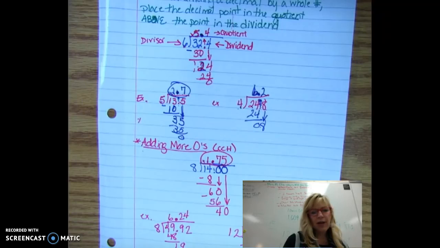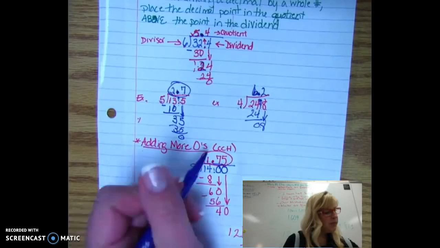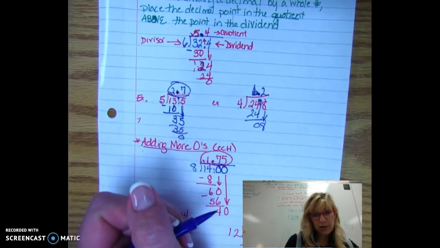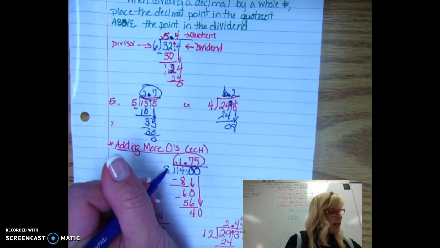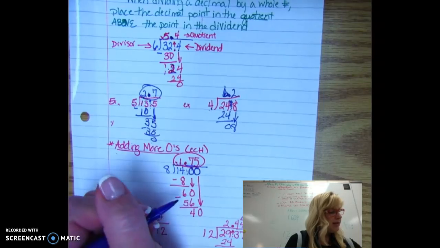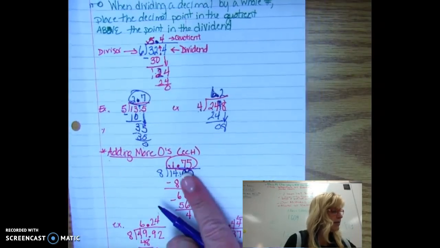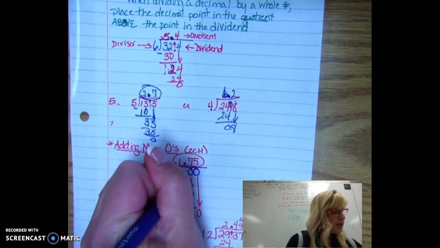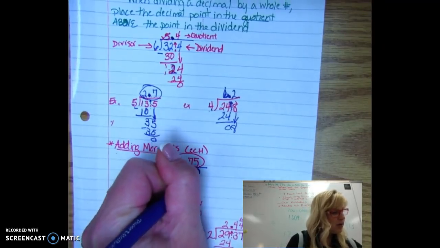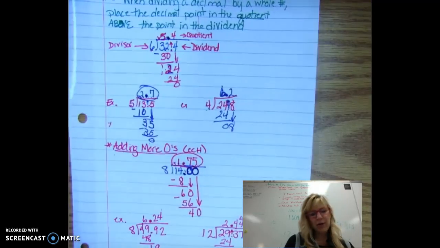All right, we're going to talk about adding more zeros. And I put CCH because cows come home. Zeros are what we deal with here in this class. So if we have 8 goes into 14, well, you can't do that yet. Power of yet. So we're going to put a decimal point here, and we're going to add cows come home zeros. It doesn't matter whether you write 14 or 14.00.